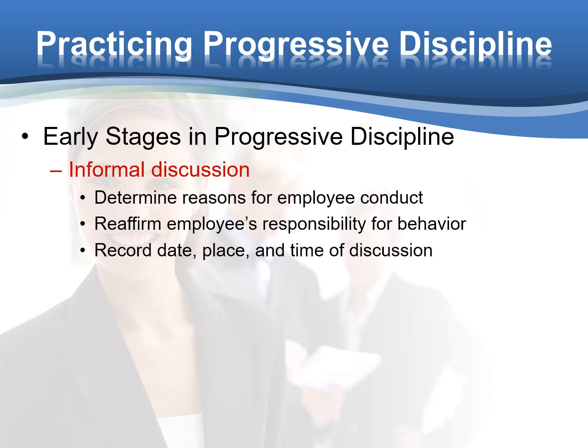Early stages in the progressive discipline, you should have an informal discussion, determine the reasons for the employee's conduct, ask them why. Maybe they did it accidentally or not knowing that they shouldn't have done that. Reaffirm the employee's responsibility for the behavior and record the date, place, and time of discussion.